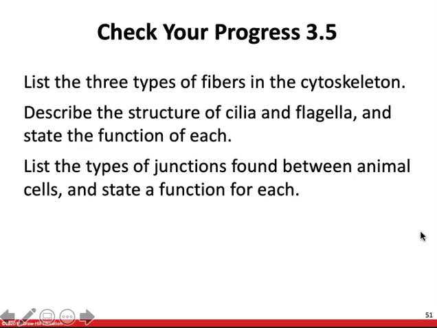So you should be able to list the 3 types of fibers in the cytoskeleton, describe the structure of cilia and flagella and the function of each, and also list the types of junctions found between animal cells and state the function for each.